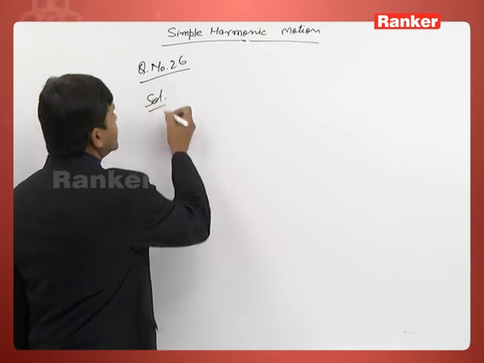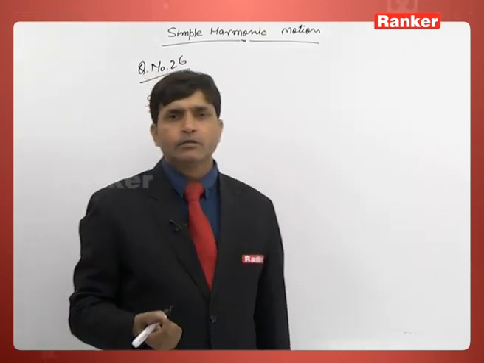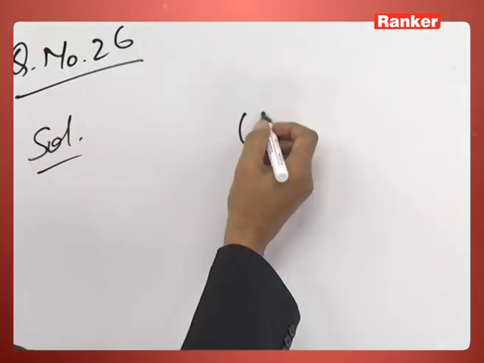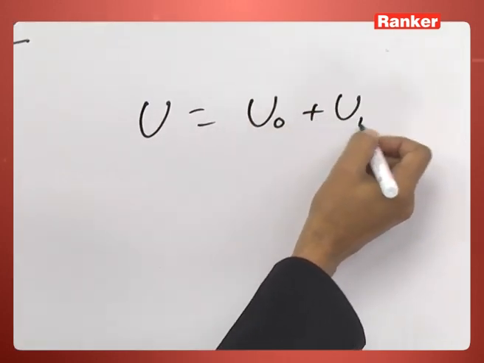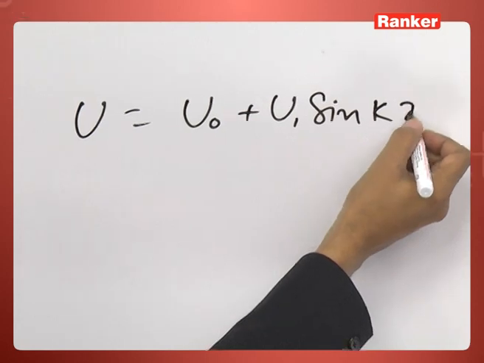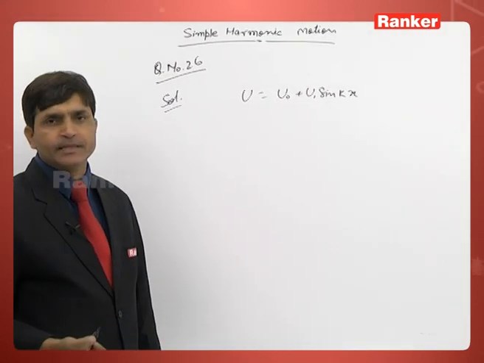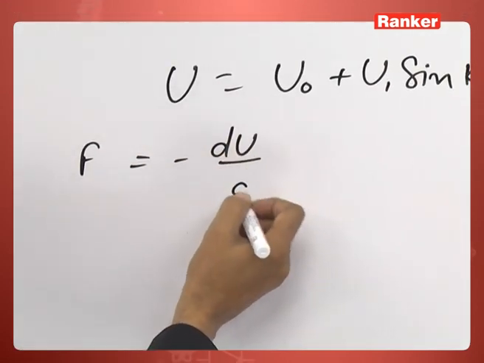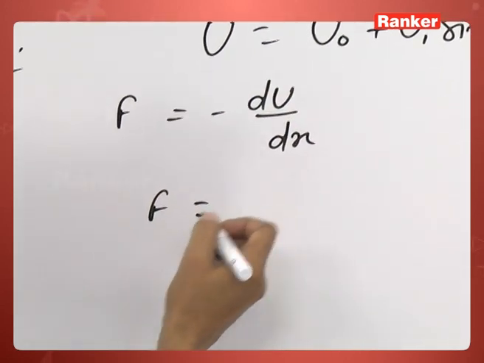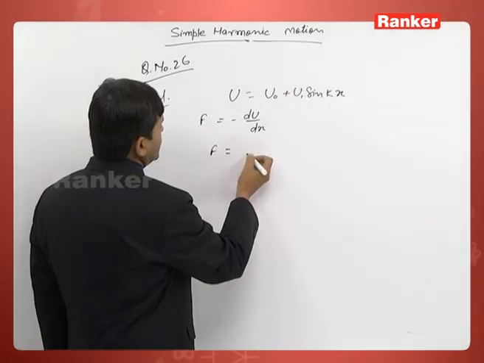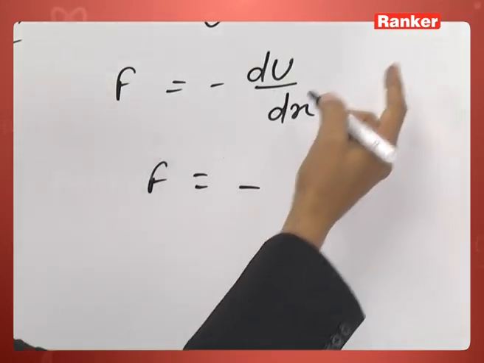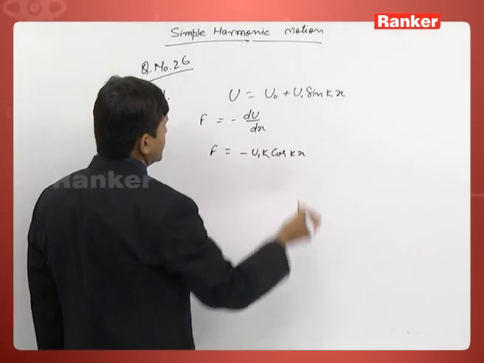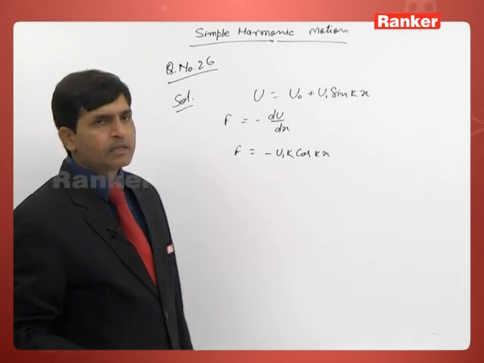So in the question, potential energy is given as U is equal to U naught plus U1 sin kx. As we know, force is defined as minus dU by dx. For the force on the particle, differentiate this: minus U1 k cos kx. This is the force on the particle.